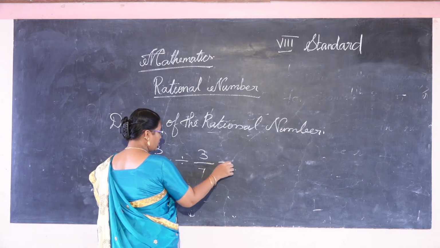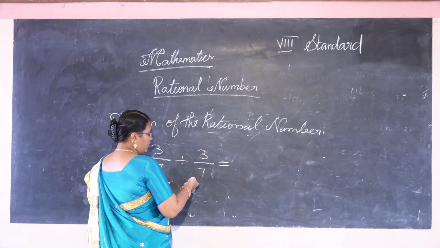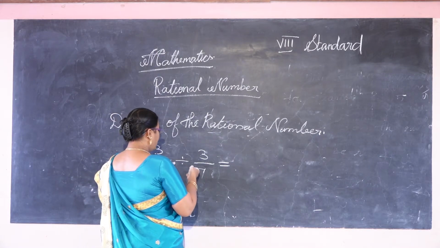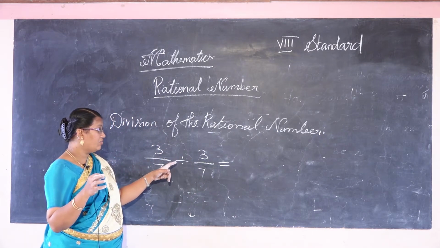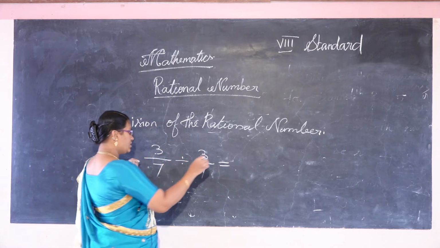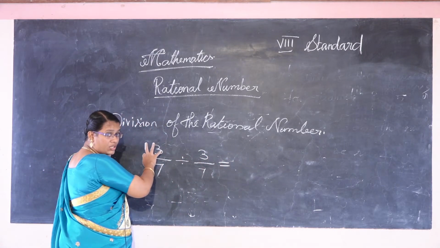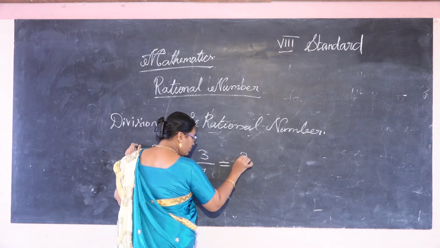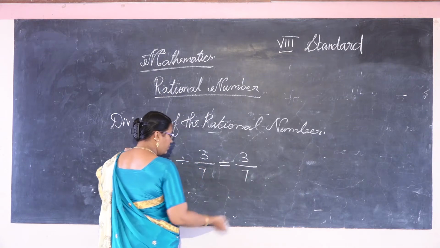This is the easiest one. These two are like terms, so the denominators are the same, like fractions. Here division is given. First you want to change the operation. So don't change the first rational number; first write the first rational number.